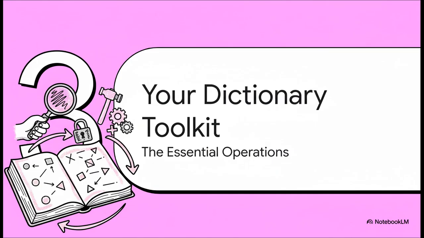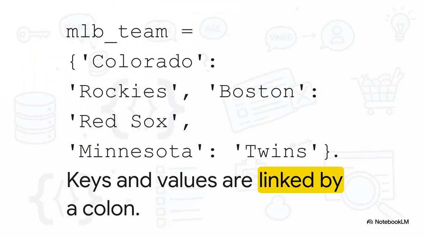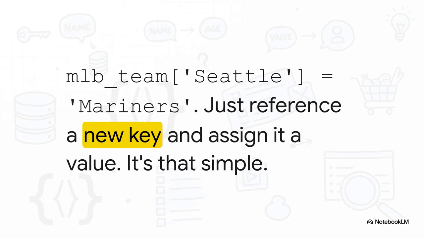Okay, enough theory. Theory is great, but let's actually get our hands dirty. We're going to pop open the toolkit and look at the basic moves you'll be using all the time to work with dictionaries. So right here, we're creating a new dictionary. See those curly braces? That's the signal to Python. The city is our key, and the team name is our value, and we just link them up with a colon. Simple as that.